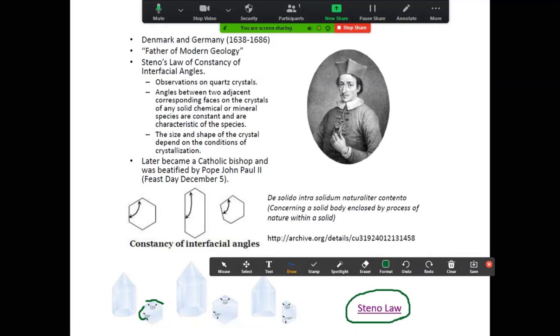Oh, actually, yeah, he later became a Catholic bishop later on.